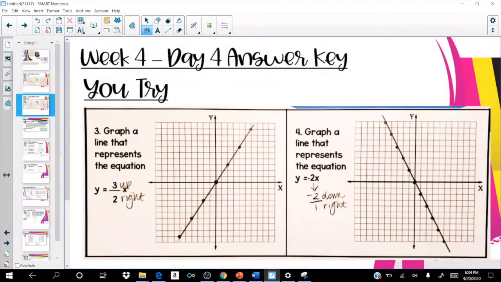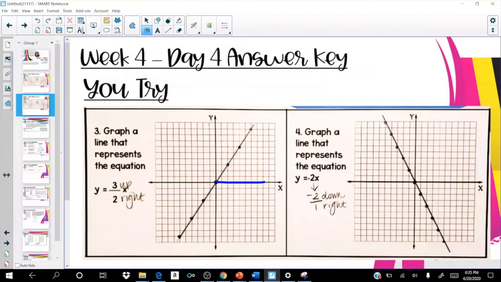Number 3 says graph a line that represents the equation. The equation is y is equal to 3 over 2x. From there, you identify the slope, which is 3 over 2. It's already in fraction form, so you don't have to change anything there. Now we can determine our directions. 3 represents your change in y, therefore you will move up towards the positive y values. And 2 represents your change in x. It is positive, so you will move right towards your positive x values.